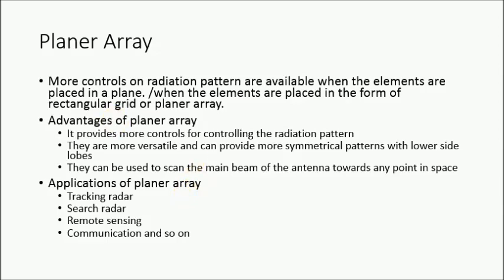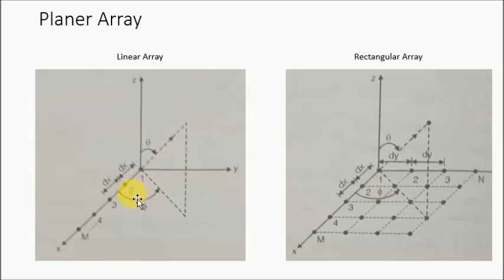Basically, if you see a linear array, we have already seen this in the last video lectures. Here the elements are placed along an axis. It may be placed on the x-axis, y-axis, or z-axis in a linear fashion. And in our discussion, we are always keeping the spacing between the elements the same, that is, uniform spacing.